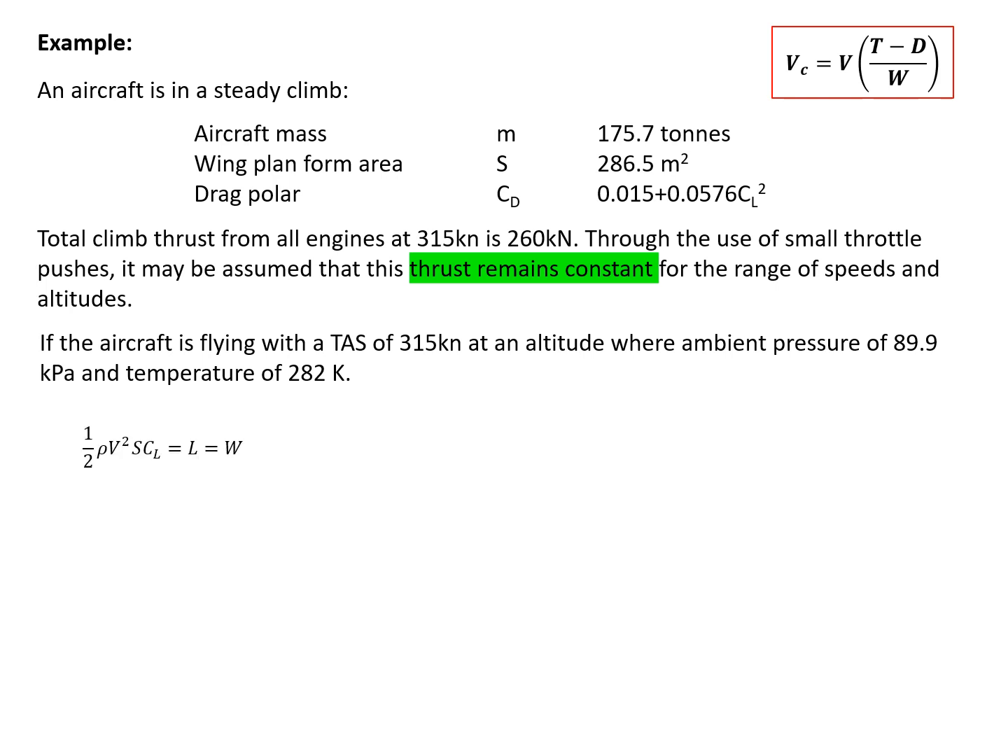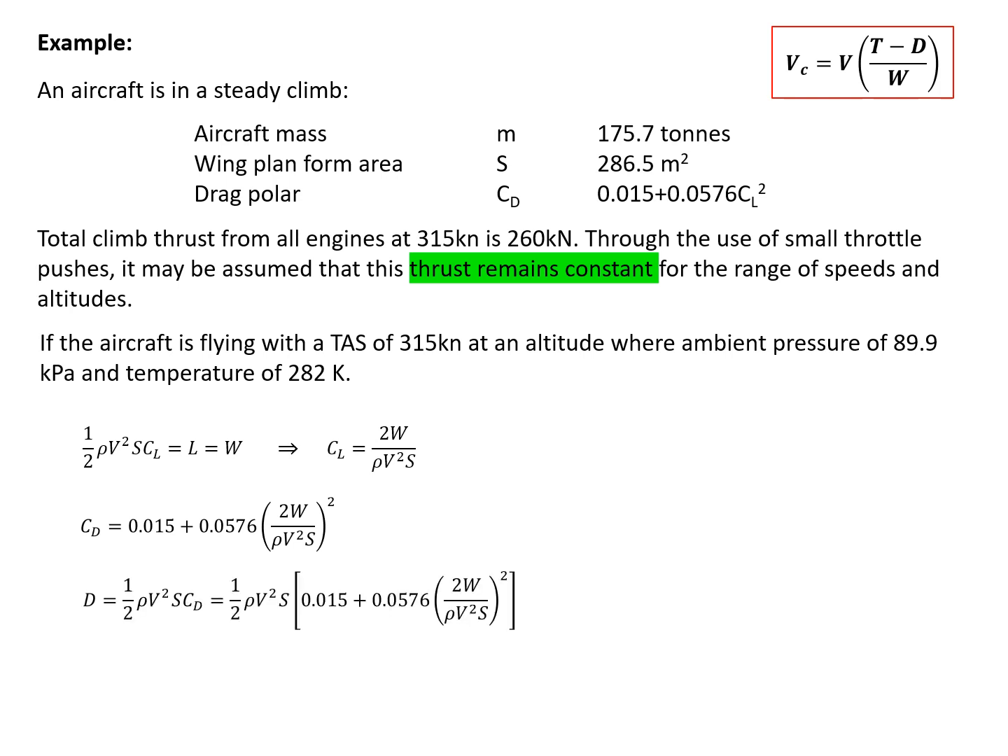Since we can safely assume L equals W because the climb angle is always small, we can have CL equals 2W over rho V squared times S. And finally, CD can be rewritten as this. What we've done is just plug CL into the drag polar.